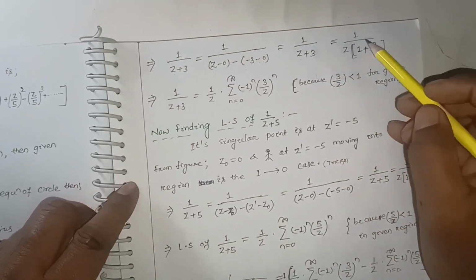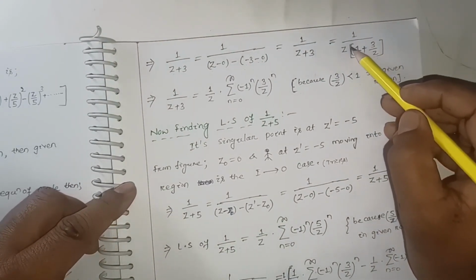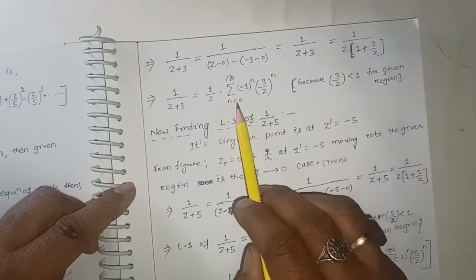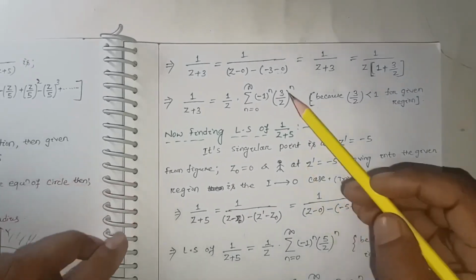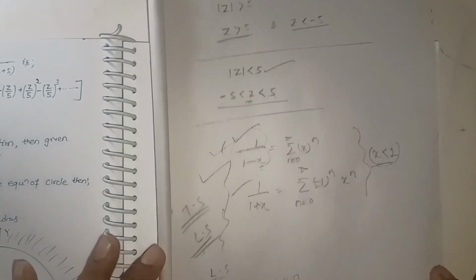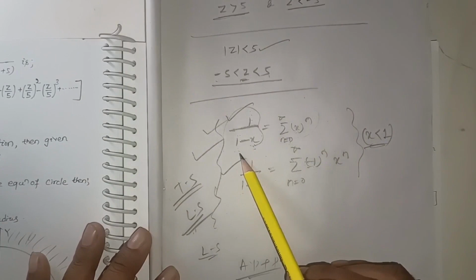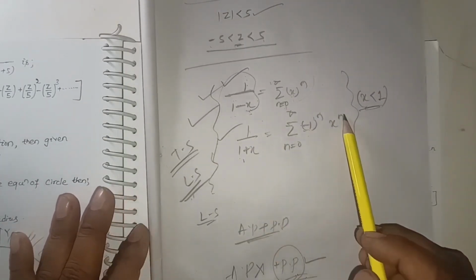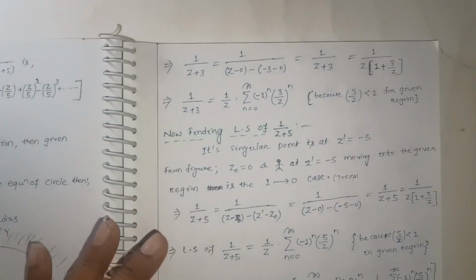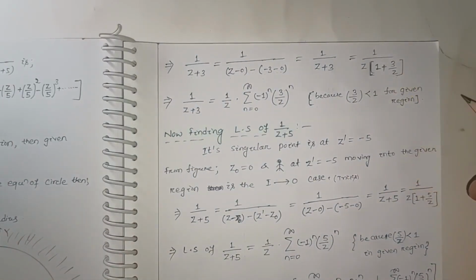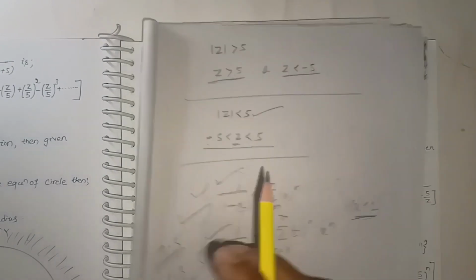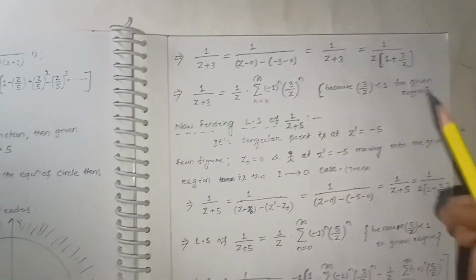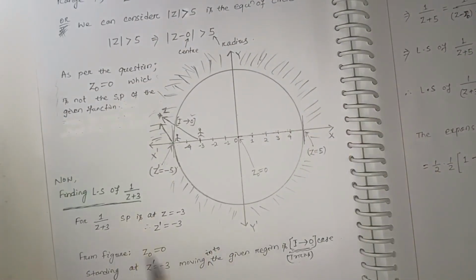If it is so, then the series of 1 by 1 plus 3 by z will be the sum from n equal to 0 to infinity of minus 1 to the n times 3 by z to the n. Because 1 by 1 minus x is the sum from 0 to infinity of x to the n, and 1 by 1 plus x is the sum of minus 1 to the n x to the n, but the condition is that x should be less than 1. Here 3 by z is less than 1, so instead of x we have to write 3 by z. Okay, so this is the series, the so-called Laurent series, of this function in the given region.